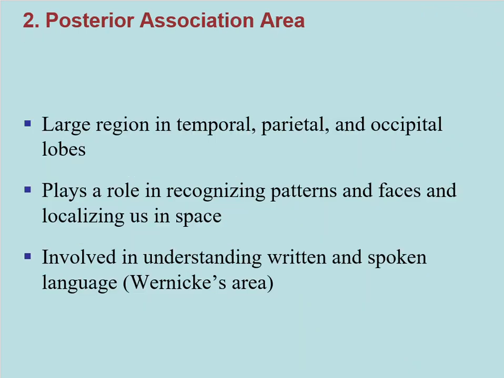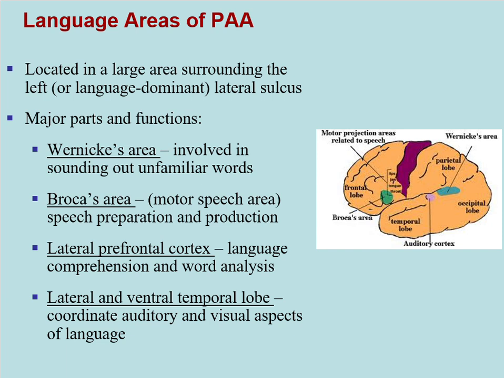We can also look at the posterior association area, which is a really large region in the temporal, parietal, and occipital lobes. It plays roles in things like recognizing patterns, recognizing faces, localizing us in space, letting us know where we are, knowing if our elbows are bent or our knees are bent. It's also involved in understanding written and spoken language, so it helps us with reading. It helps us understand if someone looks tense, or relaxed, or excited when they're moving their hands around and talking fast. So it's helpful for different parts of language.